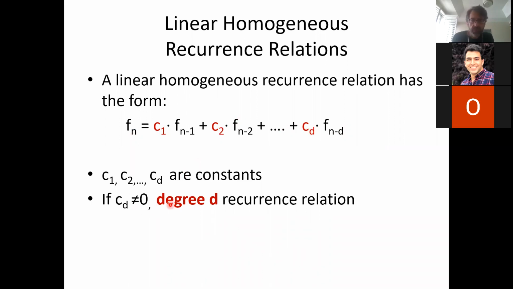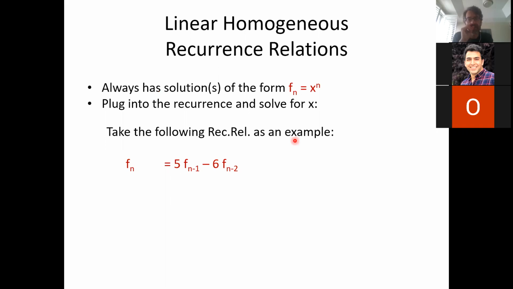Okay, d is called the degree of the recurrence relation. And it's also very intuitive that it's called degree because it will correspond to the degree of the polynomials you will need to solve to solve these. Okay, so here is the blueprint.